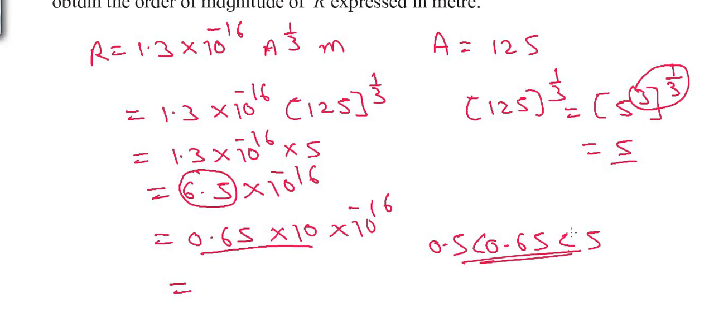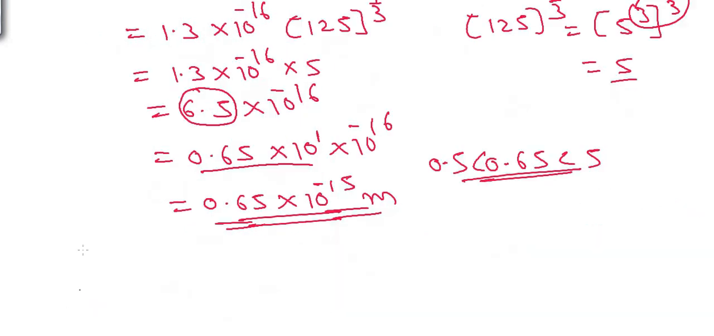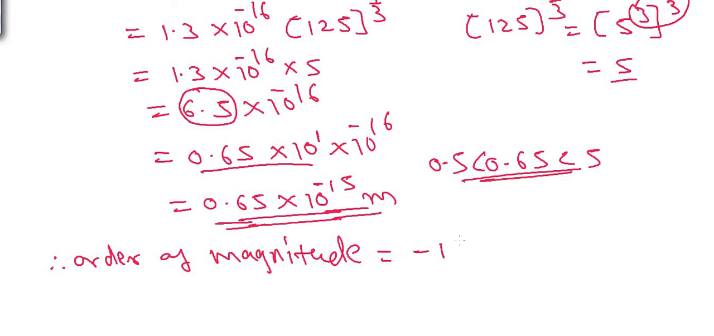So it fits the format of order of magnitude, and so we get 0.65 into 10 raised to, now when there is no power, the power is actually 1. So 10 raised to 1 into 10 raised to minus 16, same base, addition of indices, 10 raised to minus 16 plus 1, minus 15. And therefore, in terms of meter, of course, this is the radius, and the order of magnitude is minus 15 over here.